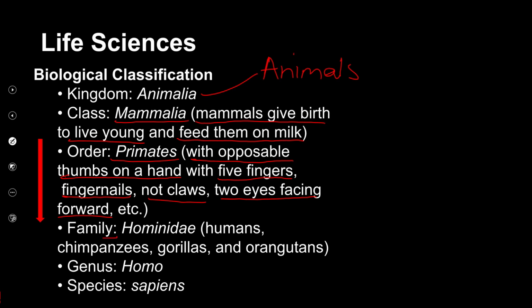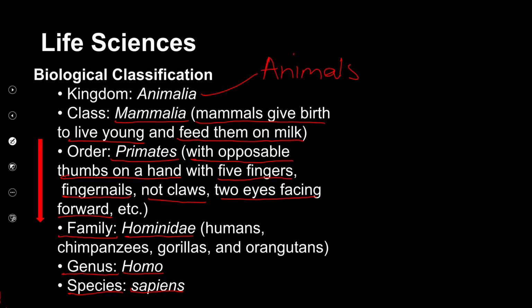The next level of classification is family, and there, as we said, we fall into the family of Hominidae, and this name you must know. And it is humans, chimpanzees, gorillas, and orangutans that belong in this family. And then specifically our genus is Homo, which we said means man, and species, sapiens, which is wise. So we belong in the Homo sapiens group. Okay, so that's how we are classified.